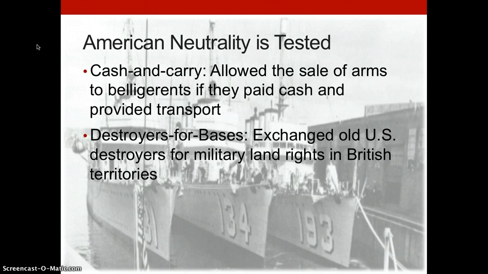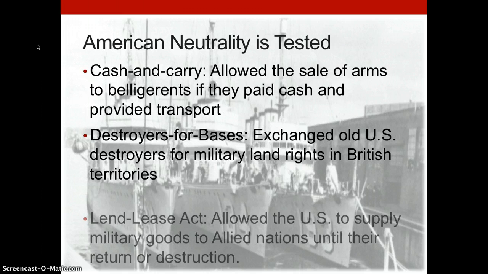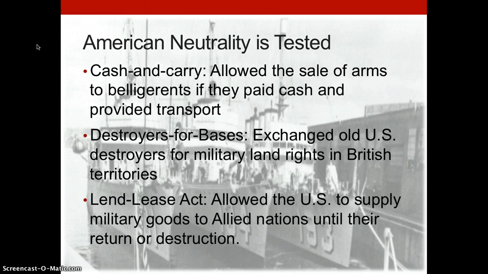Again, very straightforward. And the final way that we were able to help the Allies without necessarily taking sides was through the Lend-Lease Act. And this allowed the United States to supply the United Kingdom, the Soviet Union, Free France, and the other allied nations with materials as long as the materials were leased from us. We lent it to them to borrow or to lease it until it was time for their return or for their destruction.